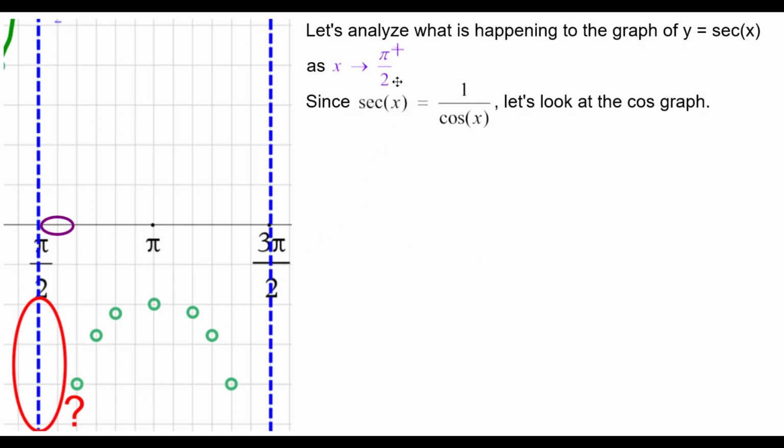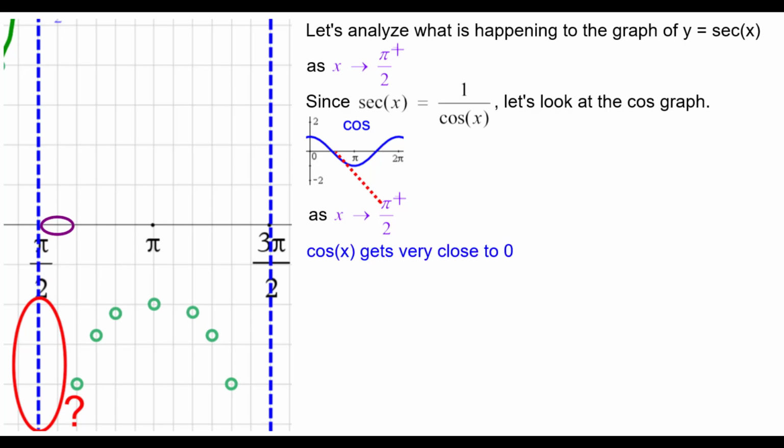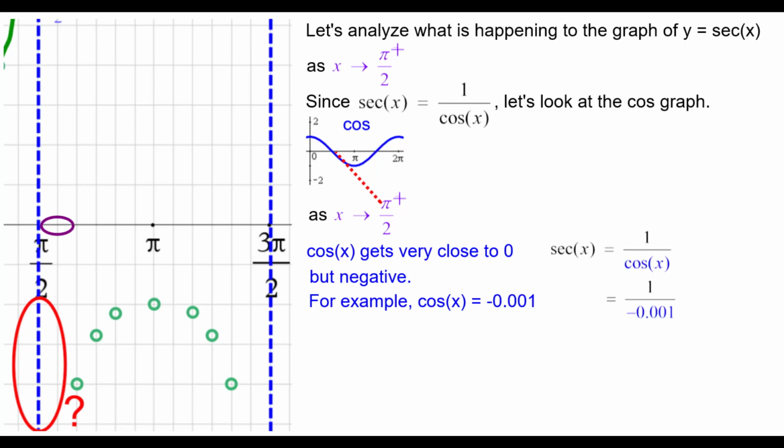As x approaches pi over 2 from the positive side, the secant, which is the reciprocal of the cosine, we'll look at the graph. And as x gets close to pi over 2 from the right-hand side, from the positive side, we can see that the cosine gets really close to 0 again, but negative this time. For example, a cosine could be negative 1,000th, and the reciprocal of that would be negative 1,000.